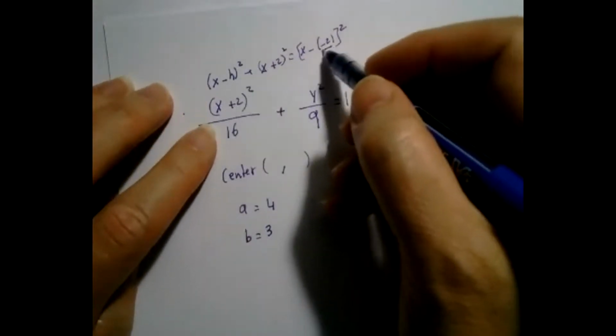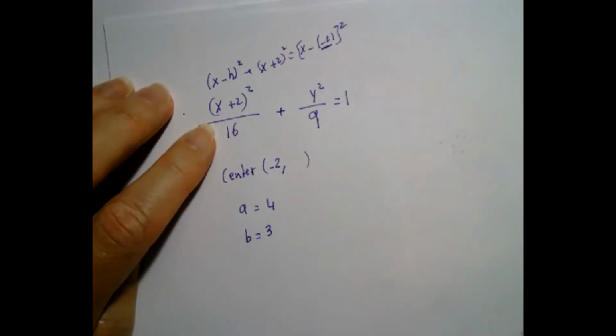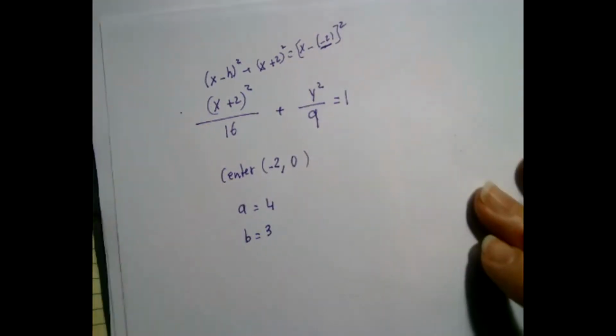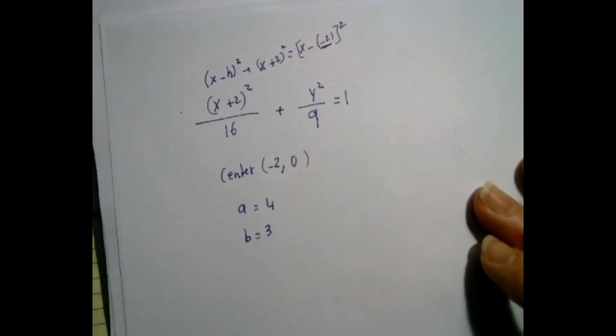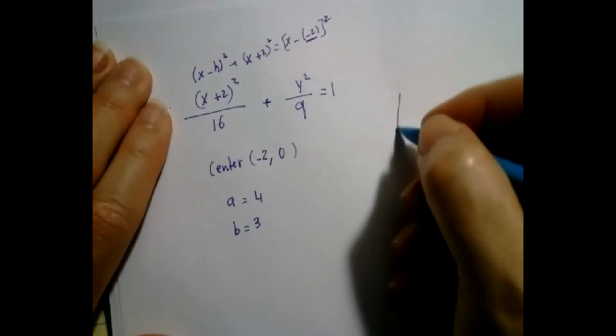It means my h, the h here is the minus 2. And that will give me the first coordinate. The second is absolutely correct, it is 0. Okay, so you messed up on the center. The center is minus 2 and the other one is 0. Now we are ready to basically have a very nice ellipse. So now we're ready to graph this.